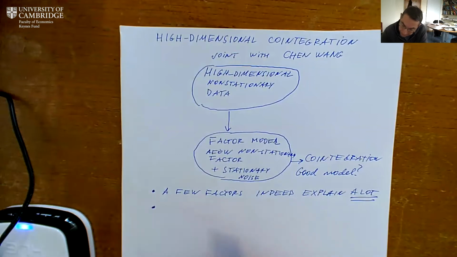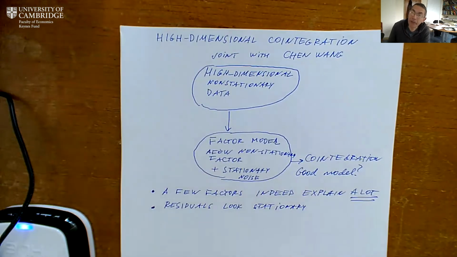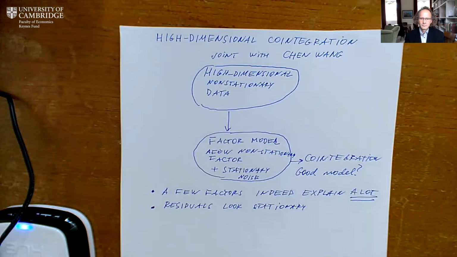The second thing is that residuals after extracting factors look stationary. By this, I mean the following fact. Suppose that you extract factors from your data and then look at the residuals and test each of these series with the Dickey-Fuller test for unit root. You will reject overwhelmingly the unit root in these residuals. They do look stationary. So people very often say, this is a good model for high-dimensional non-stationary data, and very often use it, for example, in macroeconomics.